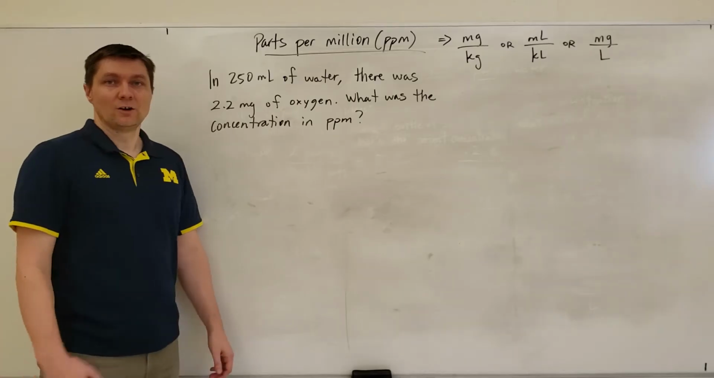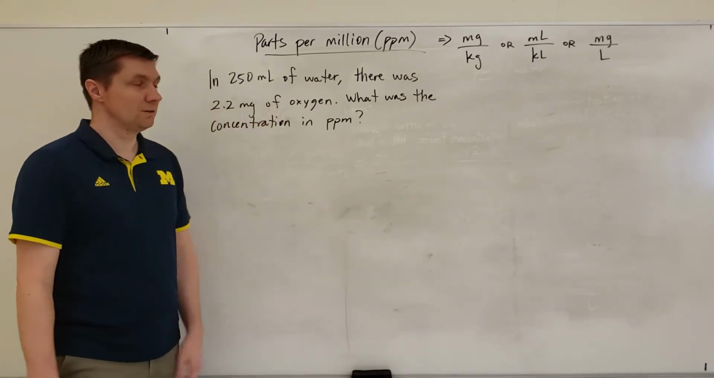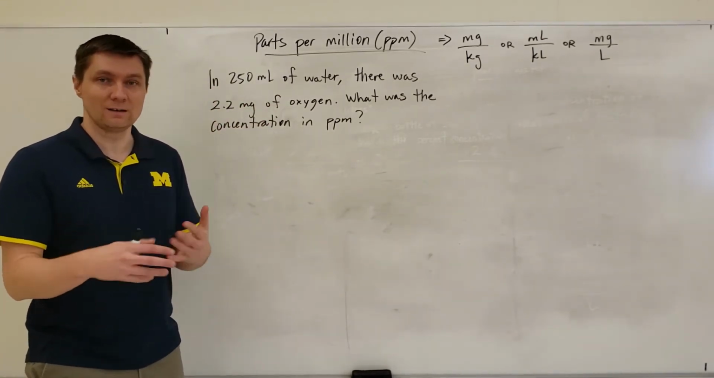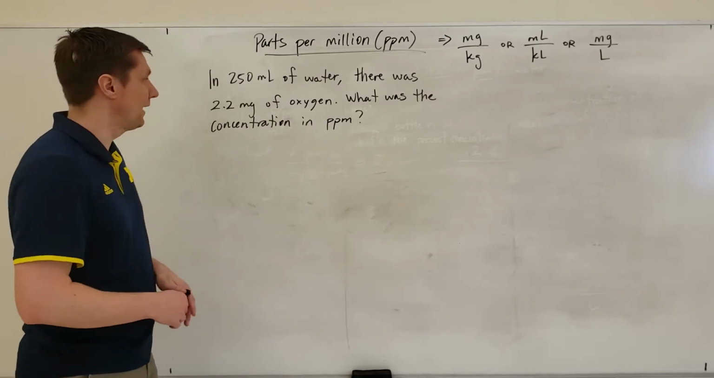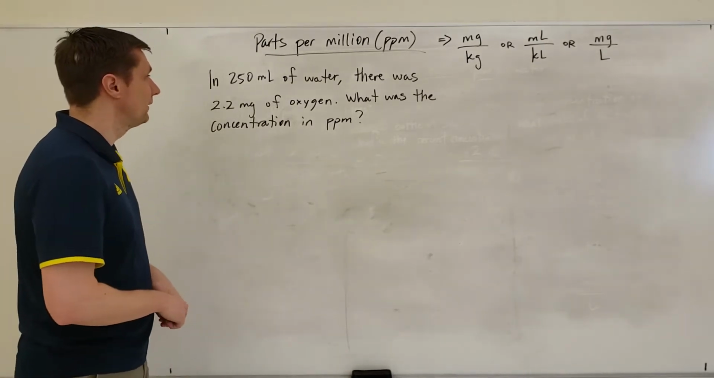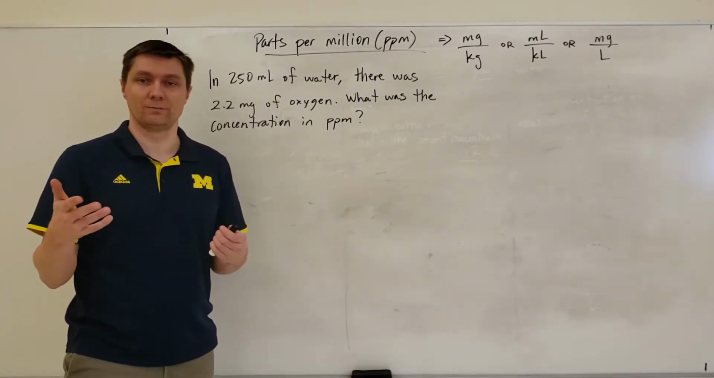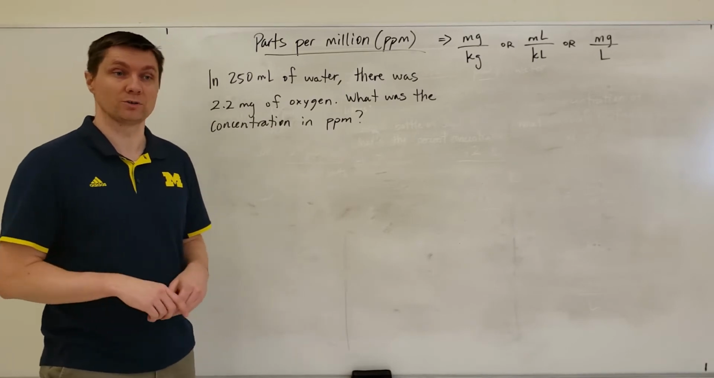Okay, so here's our example for parts per million. We've got 250 milliliters of water, and in that water, they did a test, and they found that that water had 2.2 milligrams of oxygen dissolved in it. Now, the question's asking, what is the concentration of the oxygen in units of parts per million?